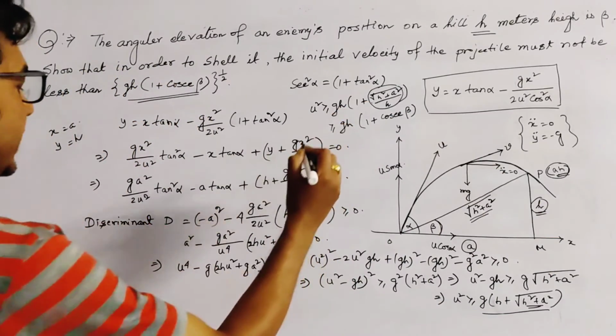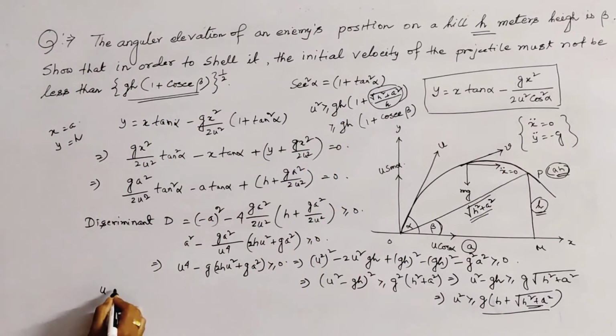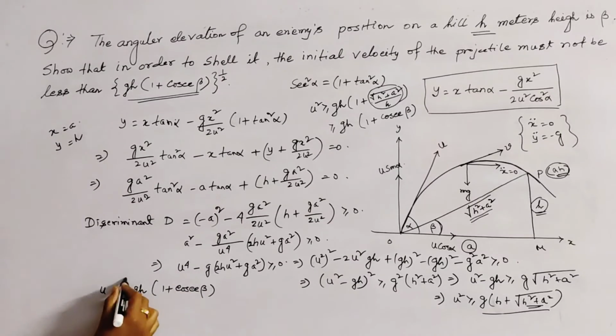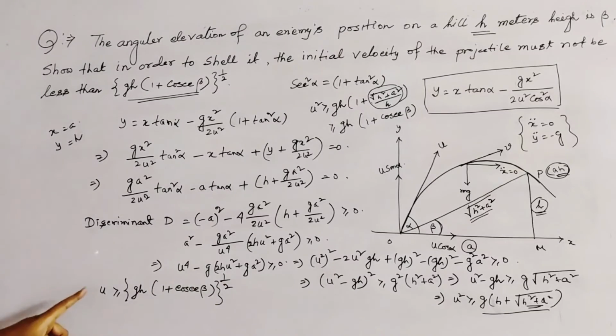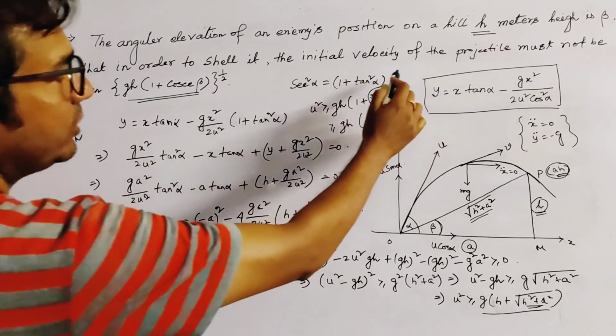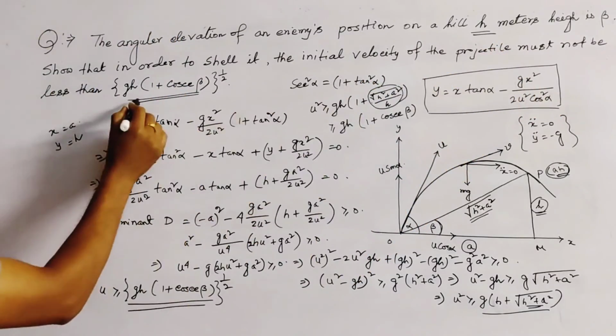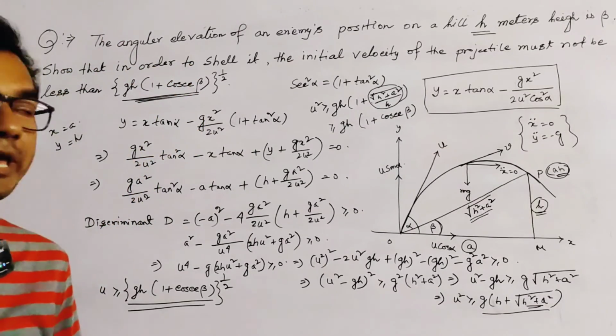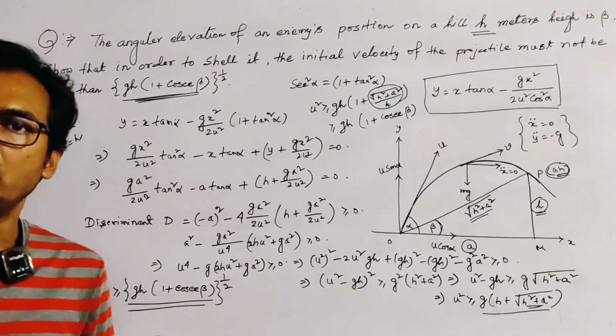So we get u greater than or equal to root of gh into (1 plus cosec beta), that is, to the power half. So the initial velocity of projection is greater than or equal to gh into (1 plus cosec beta) whole to the power half. We have proved that the initial velocity of projection must not be less than this. This is a very important problem of projectile.